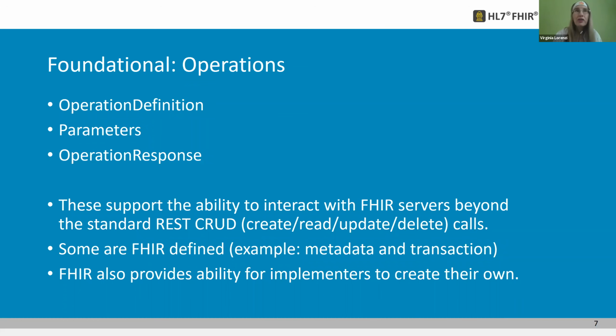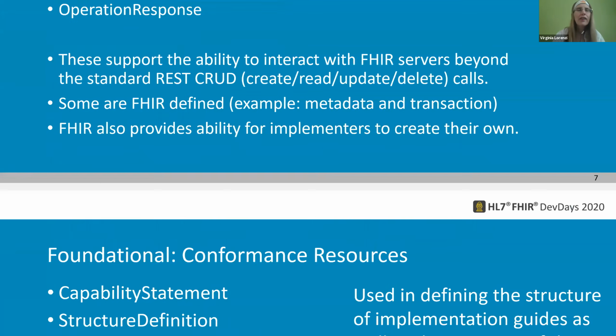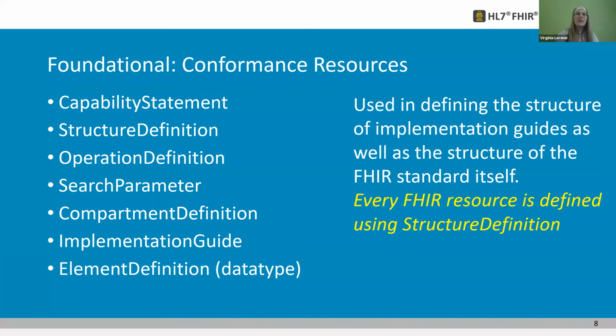Or the transaction operation, which allows you to say that either this series of API calls are going to work, or if any of them fail, roll it all back, which is the typical definition of transaction. But what if you and your implementation community want to create a new operation? Well, you can do that in your implementation guide using these resources for operations, like operation definition, parameters, and operation response. Kind of speaking about implementation guides, let's move on to conformance resources.